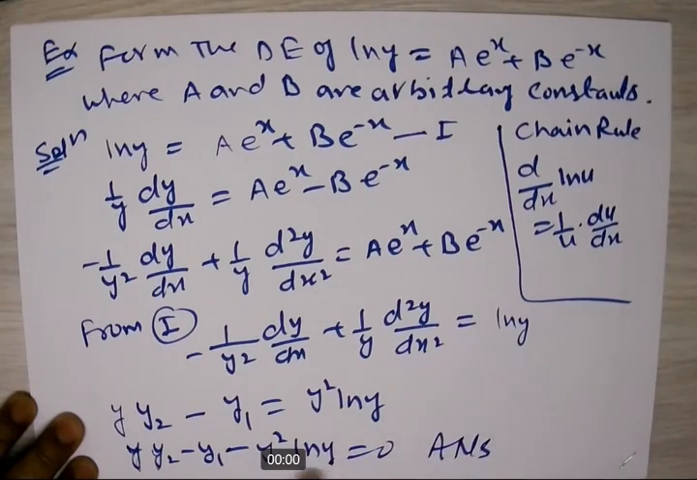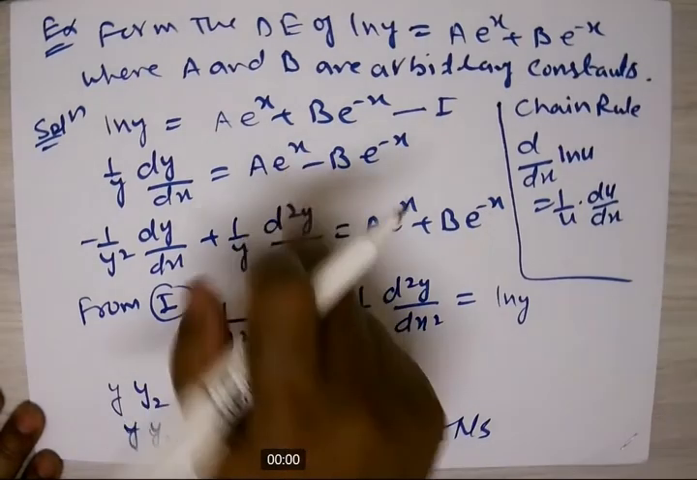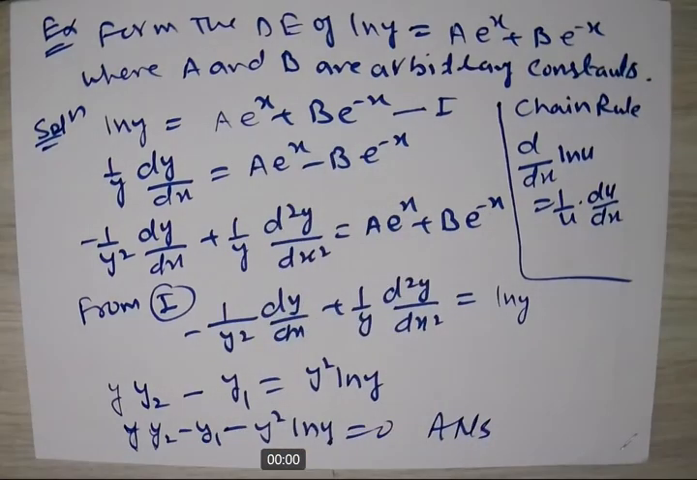See that one, there is no arbitrary constant here. It means that this is your formation of differential equation where two arbitrary constants A and B are given. So this is your answer. Hopefully you understand, my dear students.